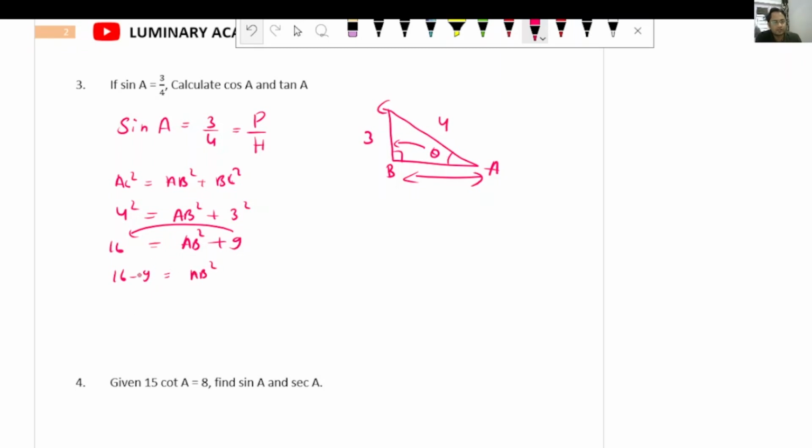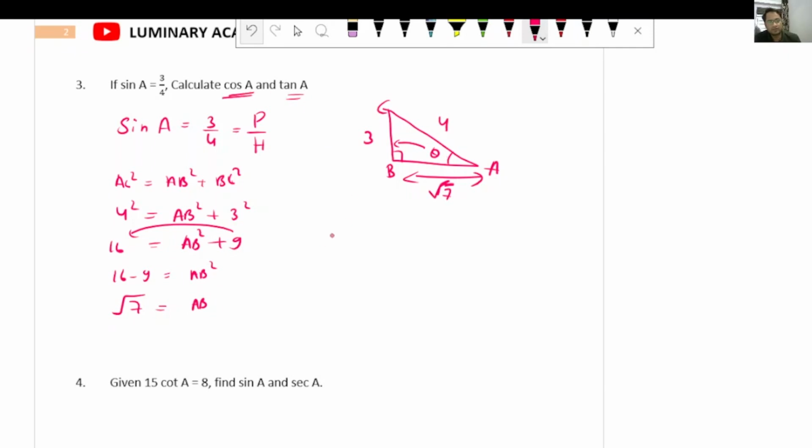So if you do 16 minus 9, what will you get? You will get 7. Okay, under root 7 is your AB, right? So AB is equals to root 7. So this is your answer. Now this is the answer of AB. Now you need to calculate cos A and tan A.